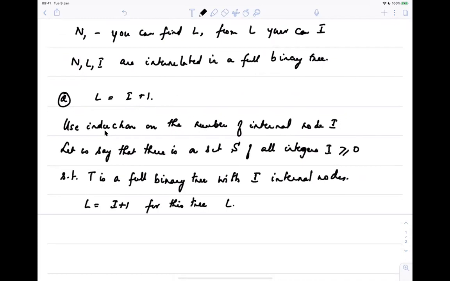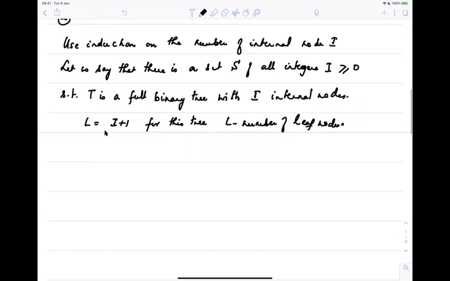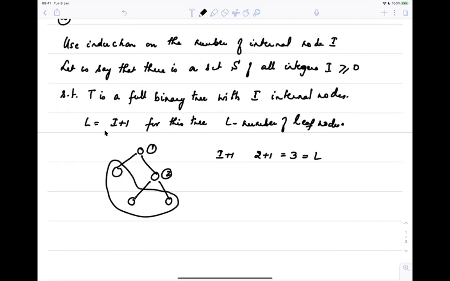What is L? L is the number of leaf nodes. Let's take an example first. Let's say this is a full binary tree. This one has two internal nodes, 1 and 2. Therefore, the total number of leaf nodes should be I plus 1, 2 plus 1 equal to 3, which is equal to L. That's what we have.